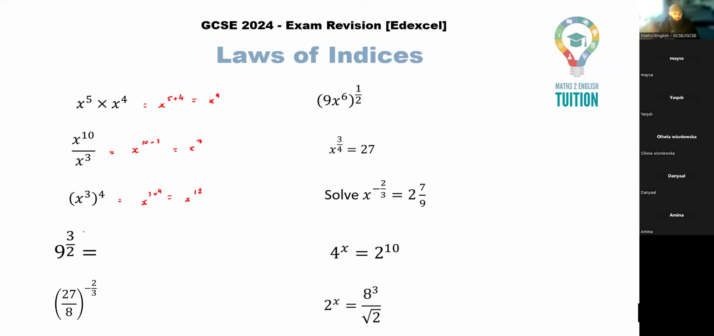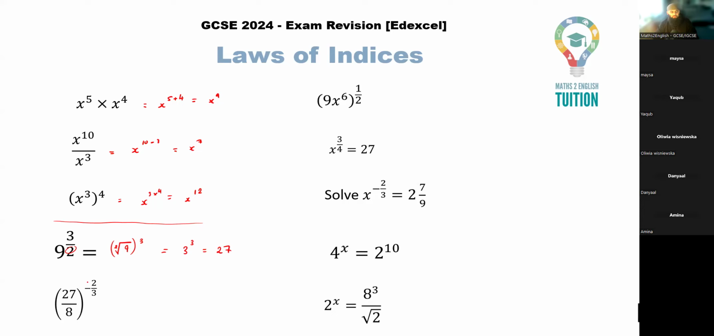Next question. This is called fractional indices. This is where it gets slightly more difficult. For a fractional index, the denominator is a root. So this number over here is a root. This is equivalent to the square root of 9, and all of that is cubed. We can write a 2 there as well for the square root. The square root of 9 gives us 3, and 3 to the power of 3 is 3 times 3 times 3, which gives us 27.